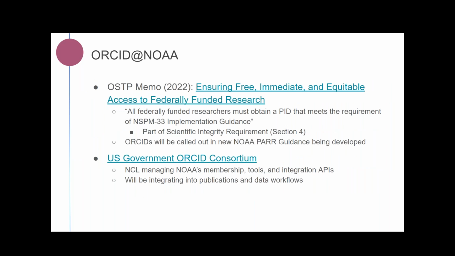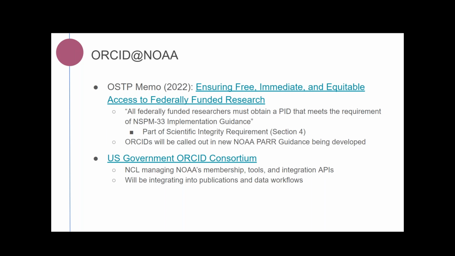So I want to talk a little bit about why we're focusing so much on ORCID and why there's been so much talk about it. The most pressing thing, a recent development in the world of ORCID, is the OSTP memo that came out in August of 2022. I have it linked here, ensuring free, immediate, and equitable access to federally funded research. A portion, specifically Section 4 of this OSTP memo, directly calls out the need for federally funded researchers to obtain a PID that meets the requirements of NSPM 33. NSPM 33 is the National Security Presidential Memorandum 33. It is all about research integrity and transparency.